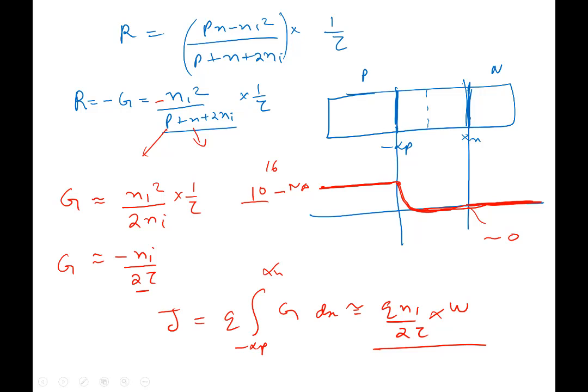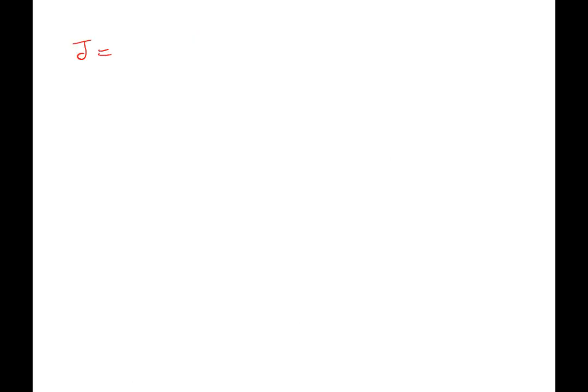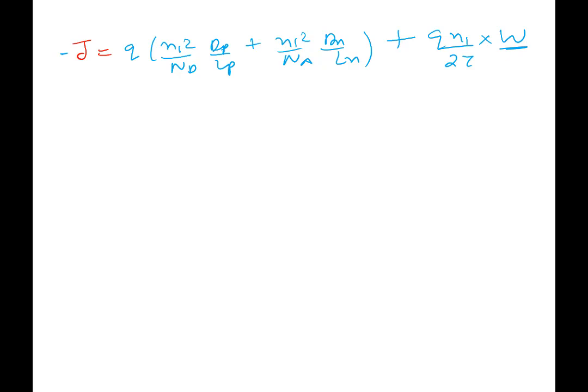So in reverse bias, the total current I can write as J, assuming it is minus, Q Ni square over Nd dP by Lp plus Ni square over Na dN over Ln. That's the first term. Plus Q Ni over 2 tau into W, the depletion width. That's the total current. And if you plug in typical numbers, you find this second term is larger. The second term is greater than the first term for silicon. If I take a silicon PN junction, I'll find that the second term is typically larger than the first term.